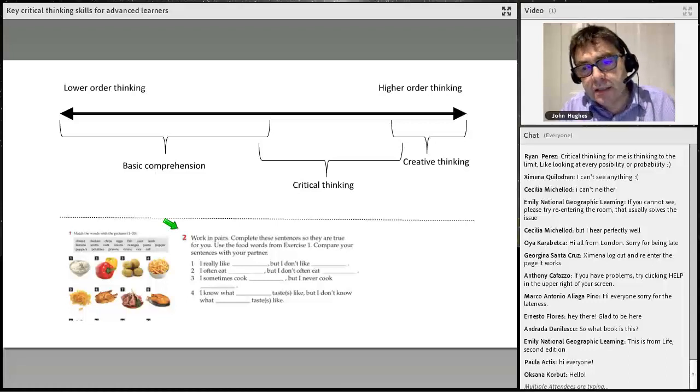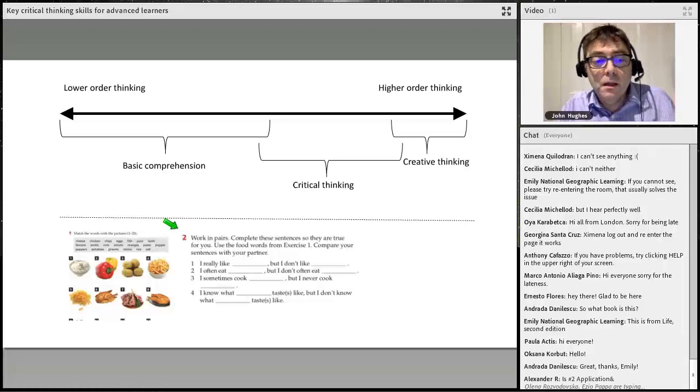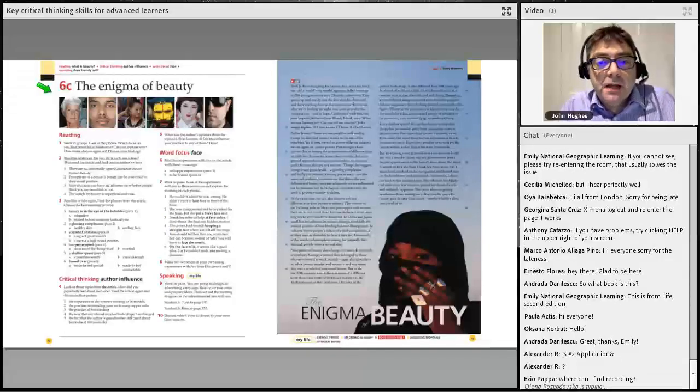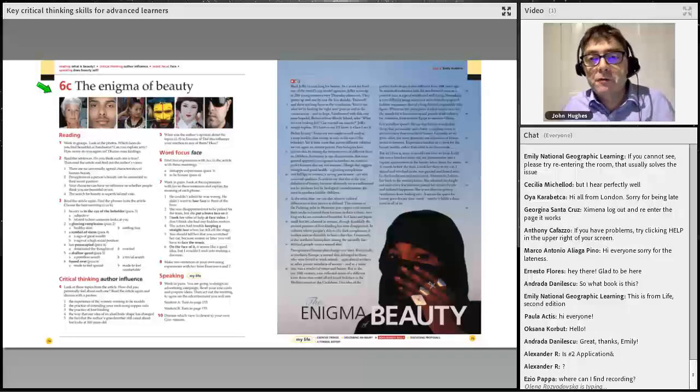Let's contrast this with material for higher level students. Let's look at a lesson from Life Advanced. The topic in this advanced book is The Enigma of Beauty, and it's looking at the fact that different cultures define beauty in different ways. So what I find beautiful, you might find beauty in something different, okay, according to perhaps our culture or our perspective on life. So compare that with the elementary lesson on food.